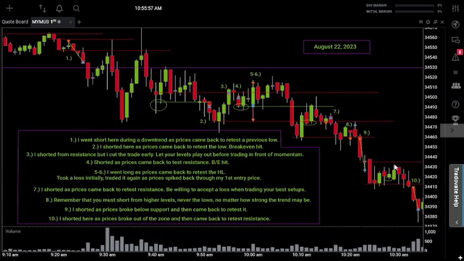And then the third way that you can play it is you can wait for prices to form a lower high somewhere within the zone, and then that lower high should more than likely lead to a breakout below the zone. And then once that happens, you just wait for prices to come back, retest the previous level of support that should now be acting as resistance that the bottom of the zone was providing for us. And that's pretty much what I did on trade 10. I shorted here as prices broke out of the zone and then came back to retest resistance. So once you see that lower high and then a breakout out of the zone, you can pretty much feel free to go ahead and take those short trades.